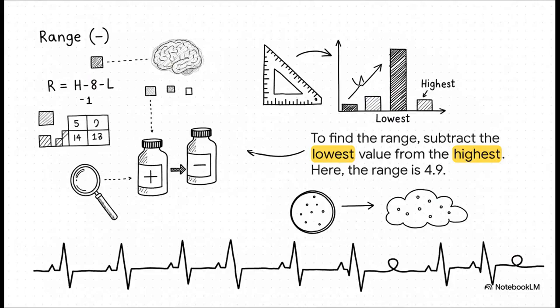And the absolute simplest way to measure this is with the range. It really doesn't get more straightforward than this. You just find the highest value and subtract the lowest value. For this patient data, the highest is 13.2 and the lowest is 8.3, so the range is 4.9. In an instant, we have a good measure of how spread out this data is.